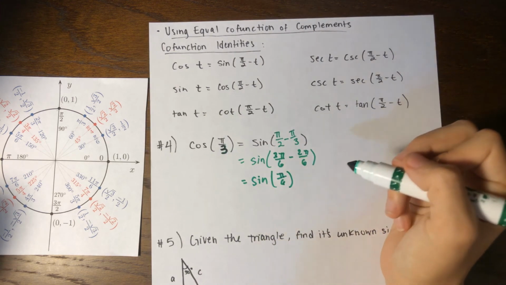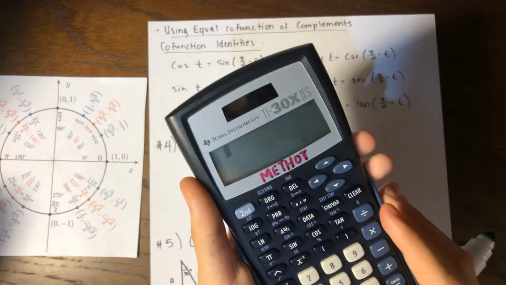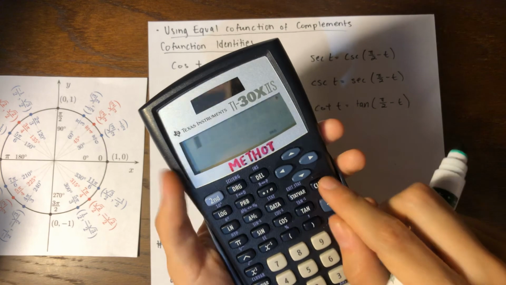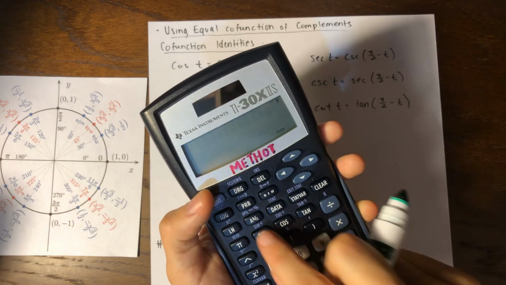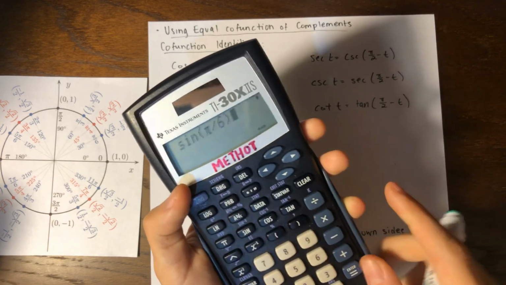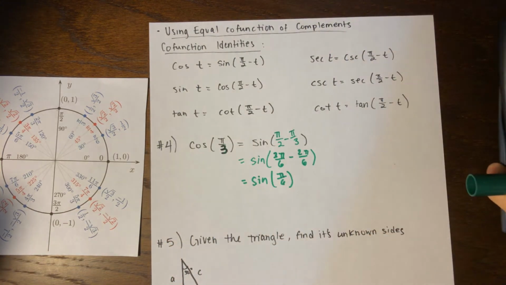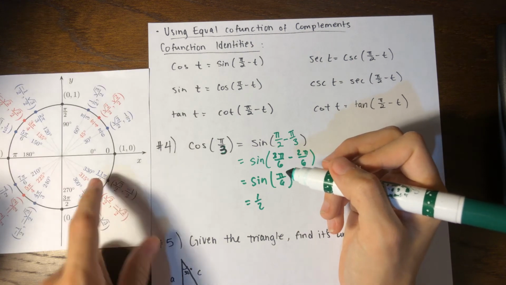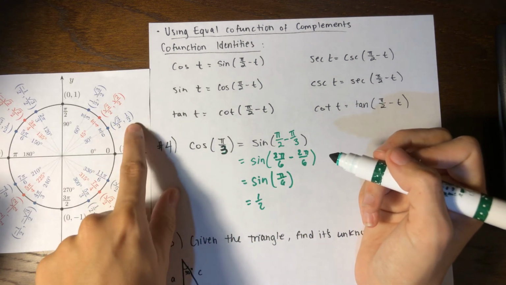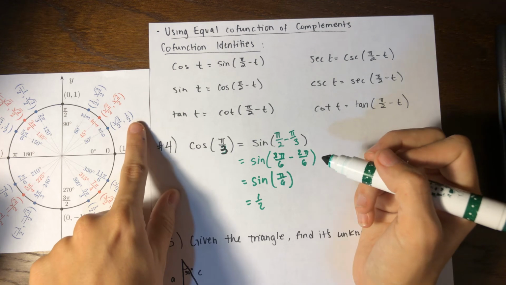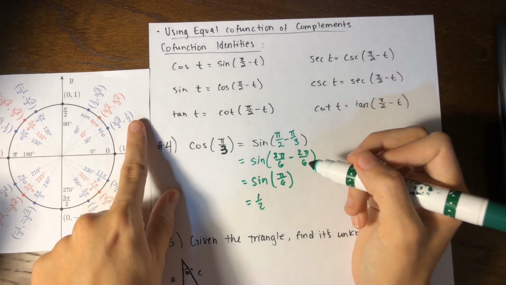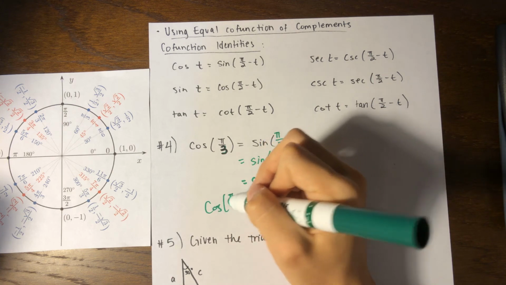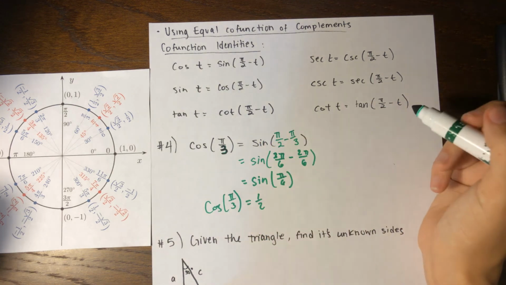Okay, so you can type this into your calculator, right? Sine pi over 6, pi divided by 6. Oops, I'm in radians, make sure you're in radians. Sine of pi divided by 6, 0.5. Or you know that that's a half, right? So we can look over here, and if we're at pi over 6, I know that my sine would be 1/2. Okay? So the cosine of pi over 3 is a half.